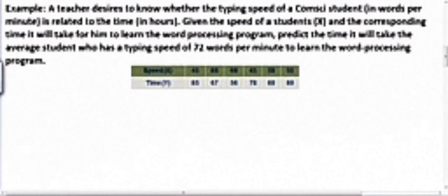So, this teacher wants to know if the speed of a student when it comes to typing words per minute is related to the time to learn the word processing program. So, here is the given set of data.